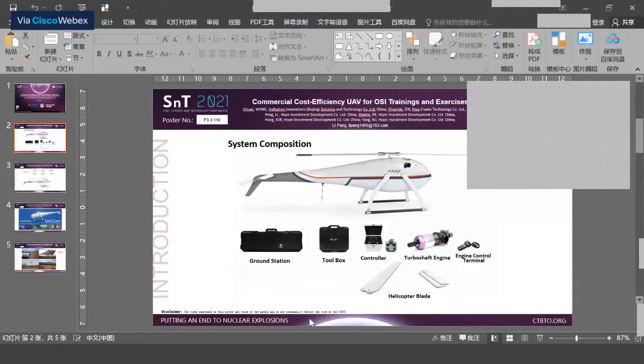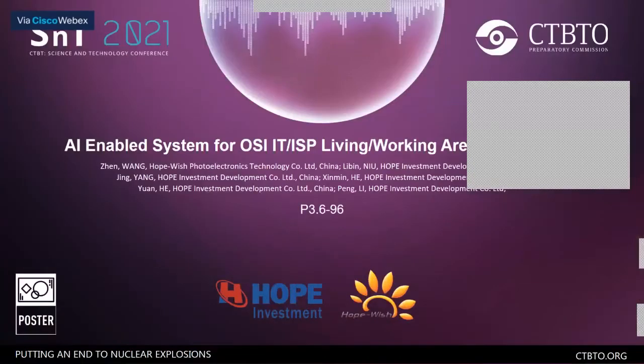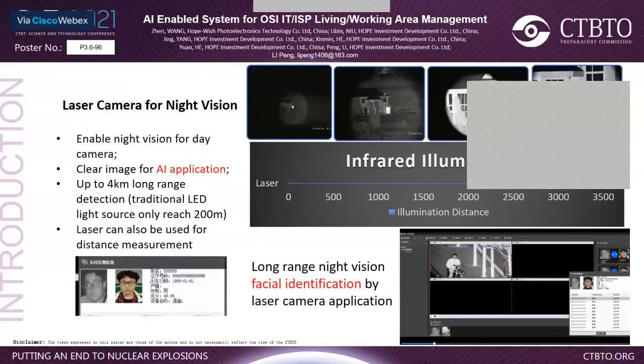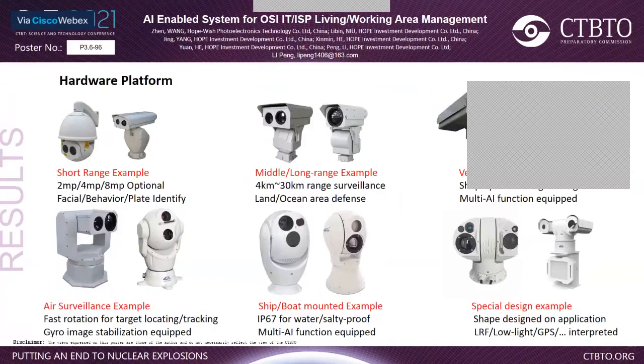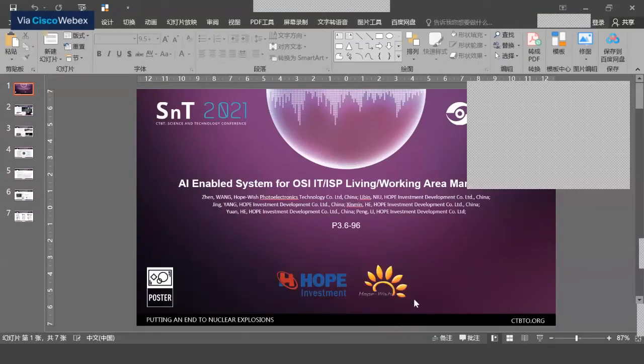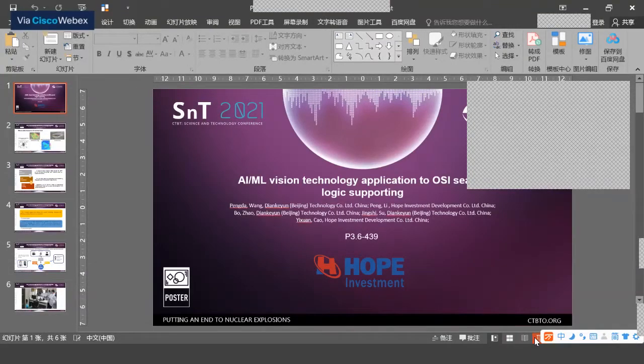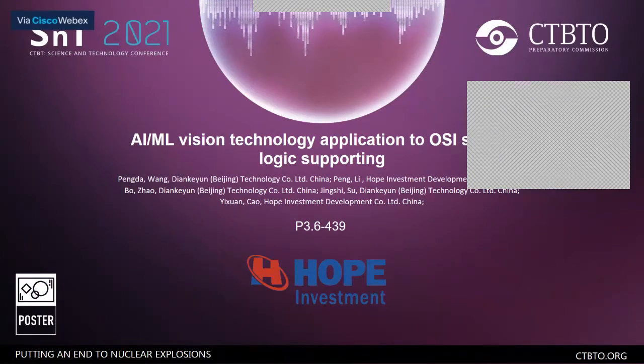Okay. The last 2 ones will be regarding artificial intelligence. The first one is actually for facial recognition based monitors. We can utilize some artificial intelligence algorithms to do the identification of different personnel. For example, we need to distinguish people from the inspection team and also people from the inspected state party. So this can be used in that case. The last one is for artificial intelligence and also machine learning, the vision technology application to the OSI scenario.